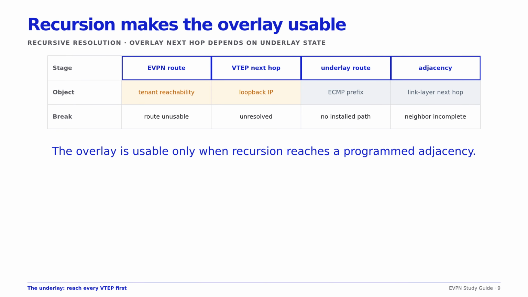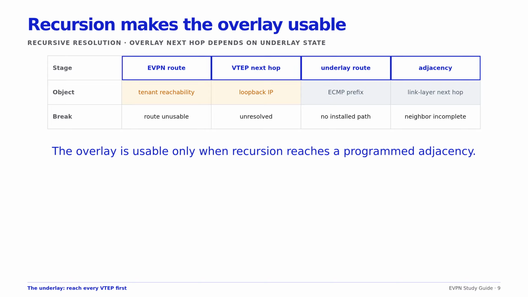An EVPN route normally identifies a remote provider edge, or VTEP, as its BGP next hop. That address is useful only if the underlay resolves it. Follow the chain. The EVPN route points to a VTEP loopback. The underlay route to that loopback selects one or more fabric next hops. Each fabric next hop resolves to an adjacency and egress interface. The forwarding plane finally supplies the Layer 2 rewrite.